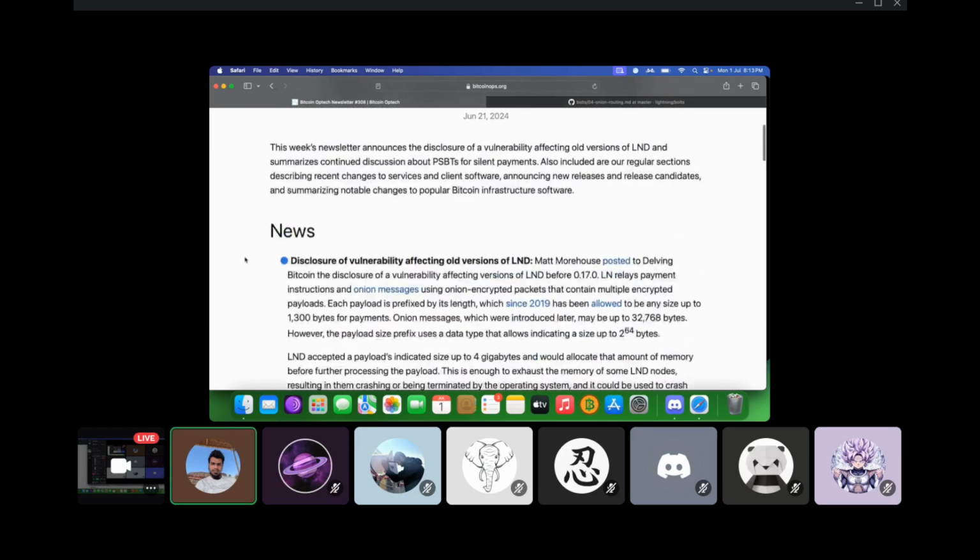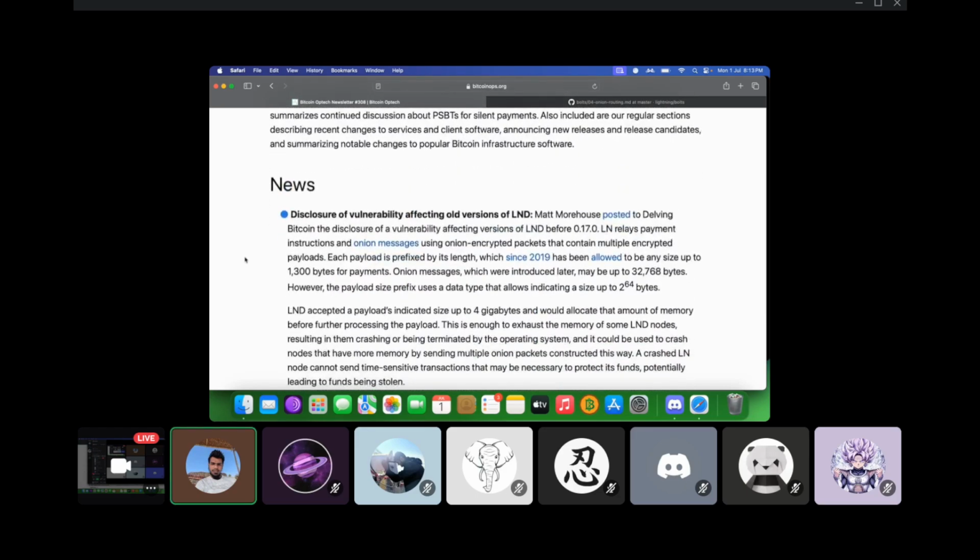Since we have some people here who are pretty new to Bitcoin, I will first give a brief overview of what the Lightning Network is, because this news article deals with a vulnerability that was detected in LND, which is an implementation of the Lightning Network. Until we know what the Lightning Network is, we will not be able to comprehend this news article. What is the Lightning Network?